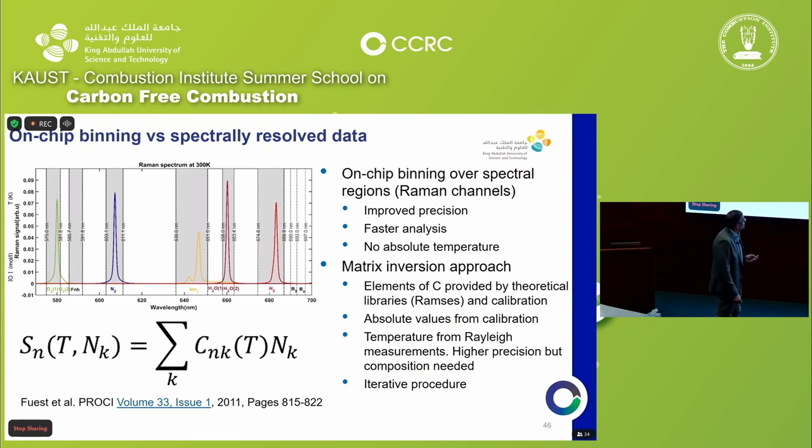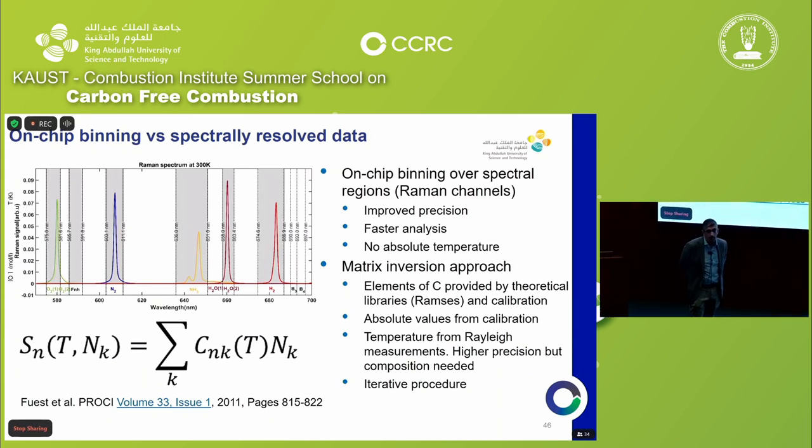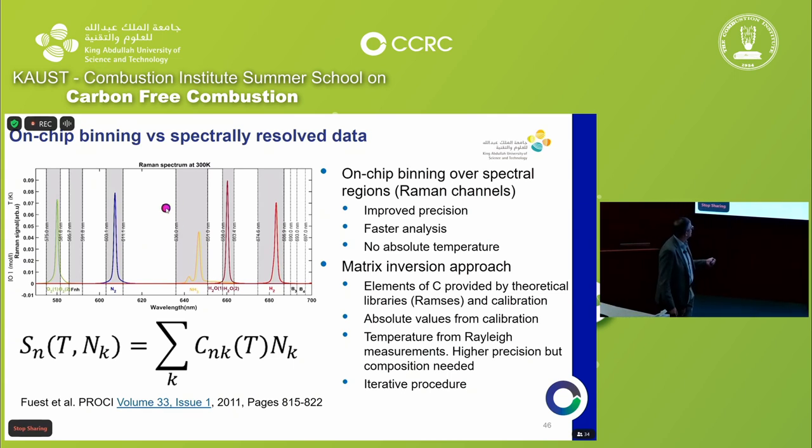For this reason, one common approach that has been fairly well accepted within the small Raman community for turbulent flames, where you really have to have a low standard deviation of the measurement, is on-chip binning. So what do we do? We define Raman channels. Those are regions of the wavelength space that we assign to a species.